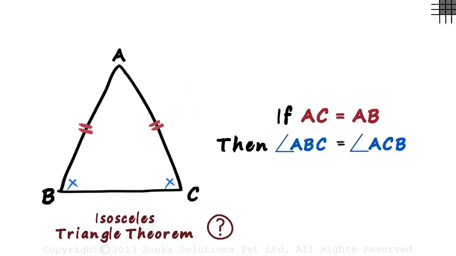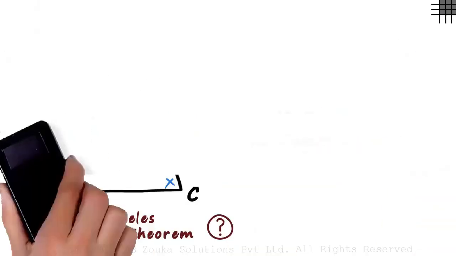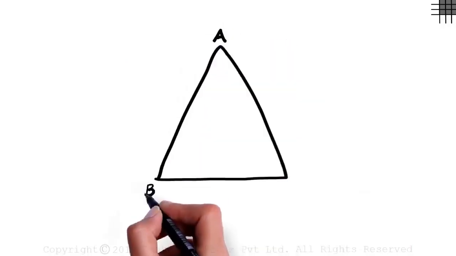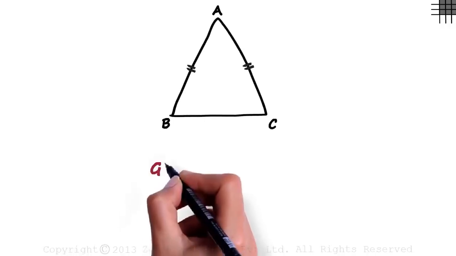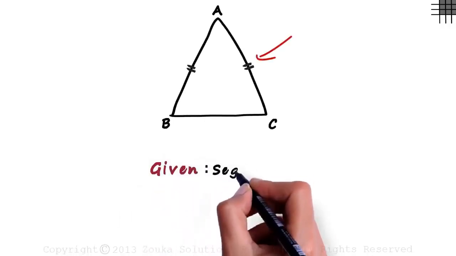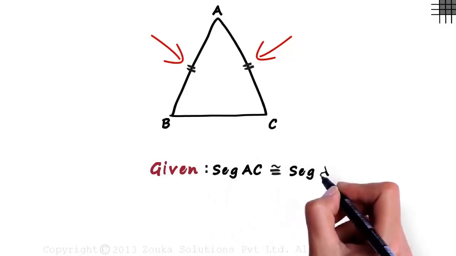How do we prove this? Let's move on to a new page. We redraw triangle ABC and jot down all the data we have. Lengths of these two sides are equal as it's an isosceles triangle. The first thing we should do before we prove something is write down all the data that has been given to us. We have been given that segment AC is congruent to segment AB.